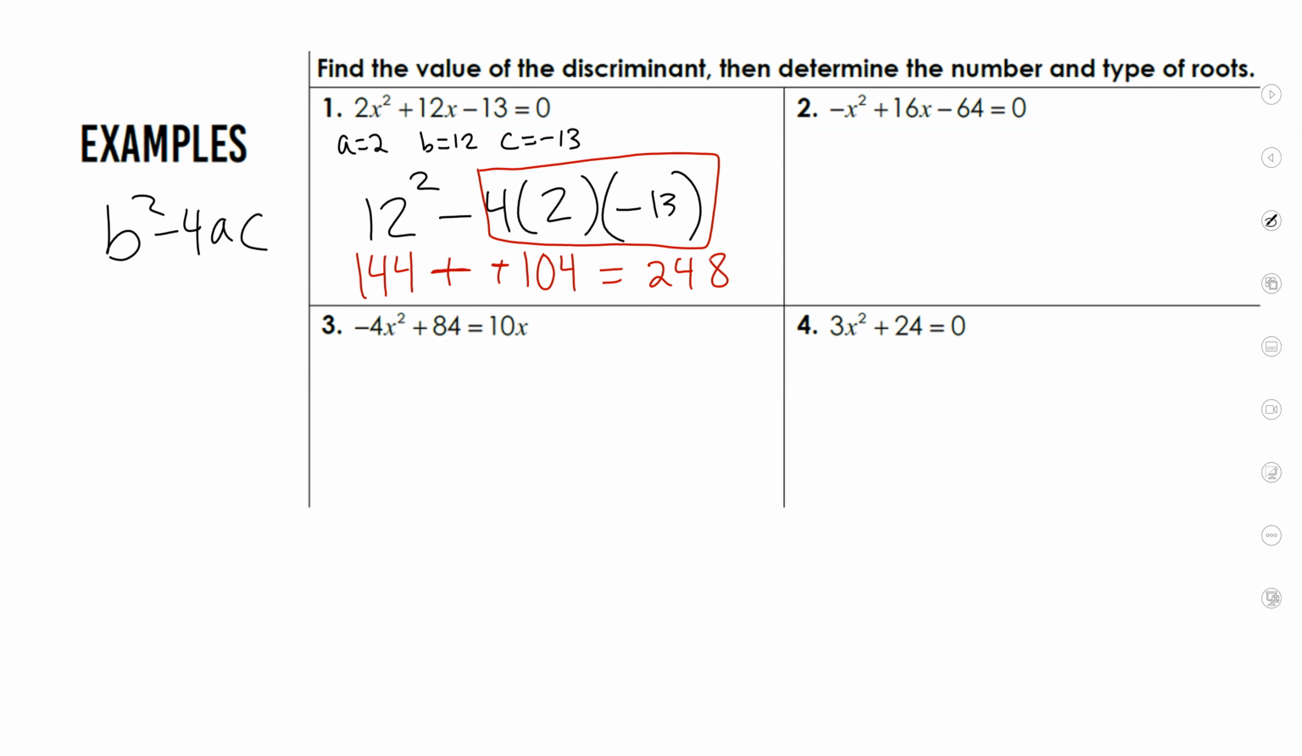Okay? So looking back at our notes, that means we're going to have 2. Is this a perfect square root? No, it's not. So I'm going to have 2 irrational solutions.